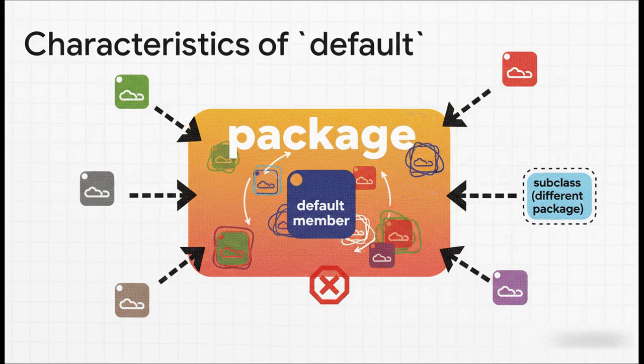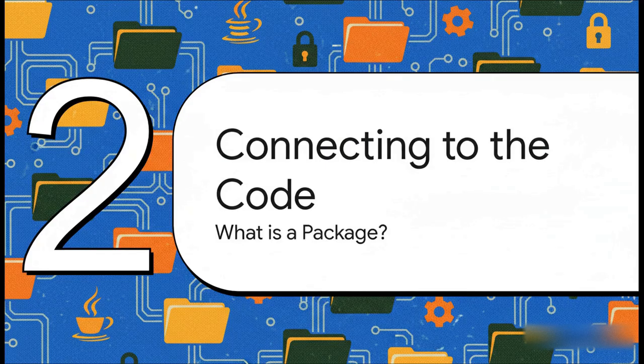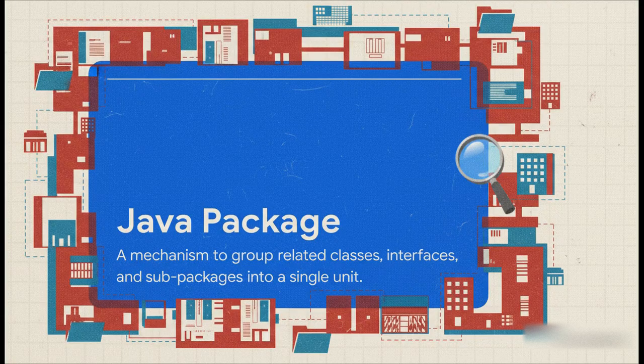Now, you've heard me say the word package a whole bunch, and it's super important for understanding protected and default access. So let's take a quick second to define what a package actually is in Java. A package is really just a way to group related classes together, kind of like a folder on your computer. Going back to our office analogy, you can think of each package as a different floor in the building, maybe a different department, or even a completely separate building on a big corporate campus. It is all about organization.